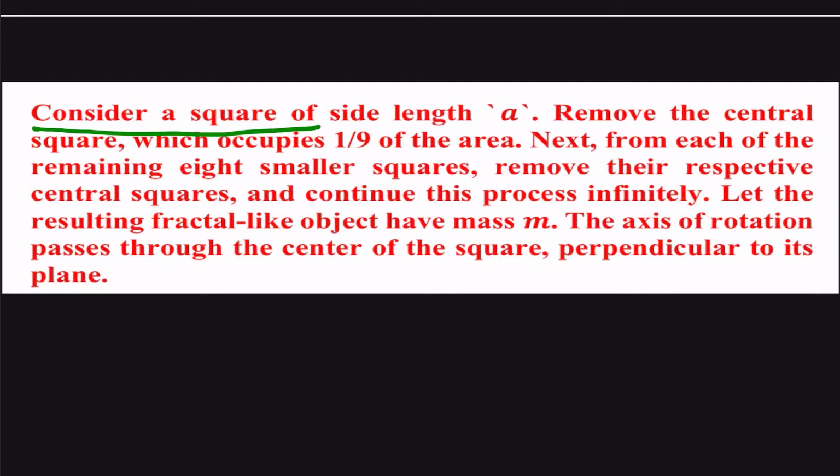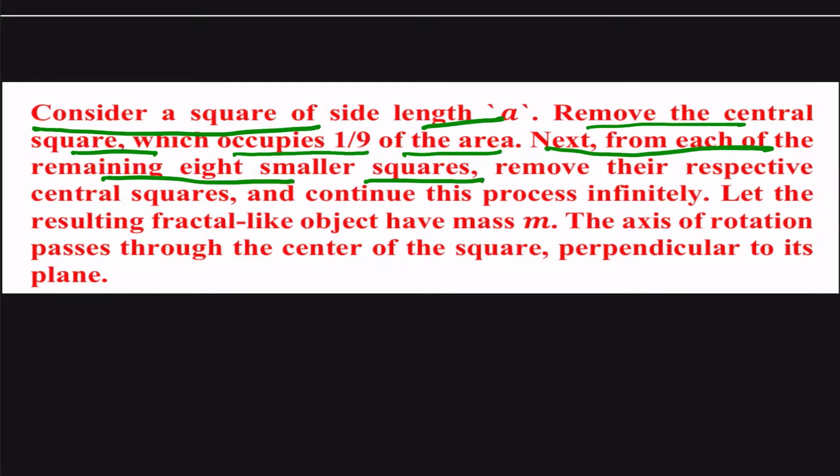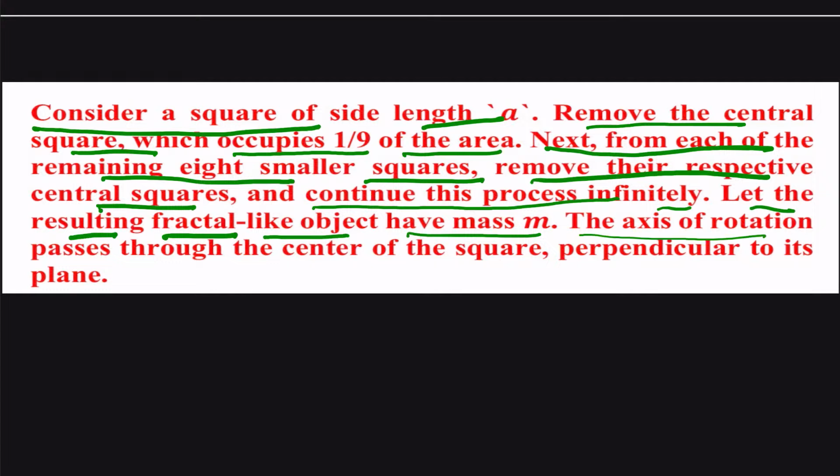Consider a square of side length A, remove the central square which occupies 1/9 of the area. Next, from each of the remaining 8 smaller squares, remove their respective central squares and continue this process infinitely. Let the resulting fractal-like object have mass m. The axis of rotation passes through the center of the square perpendicular to its plane. Okay, so this is the basic question.